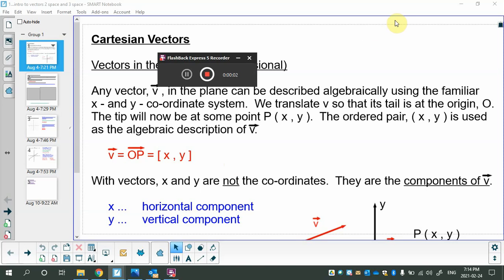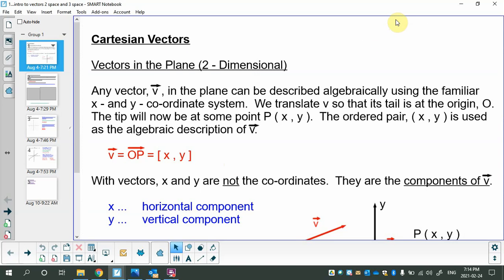All right, so we are starting Cartesian vectors, which could be brand new to some of you. And in that case, if memory serves me correctly, it's probably going to start out like geometric vectors, and that is that we have a whole bunch of descriptive notes to begin.